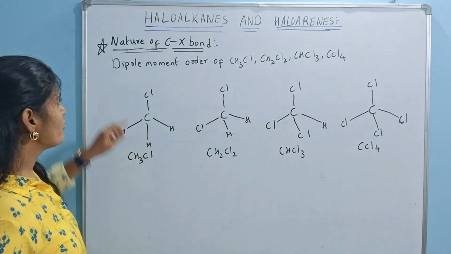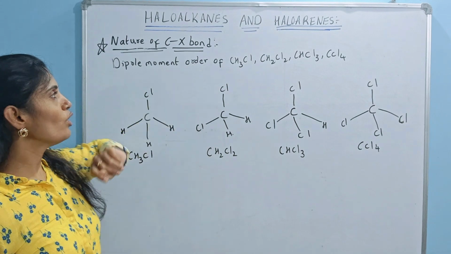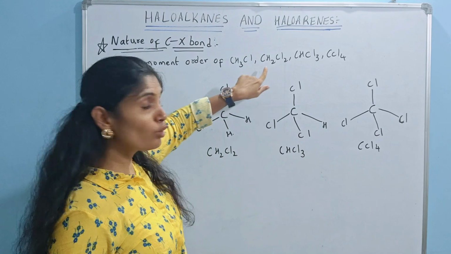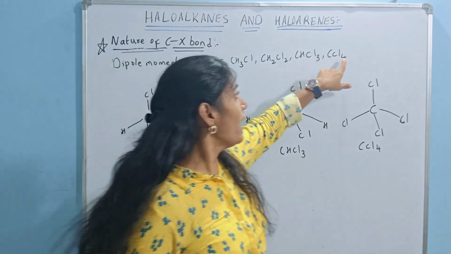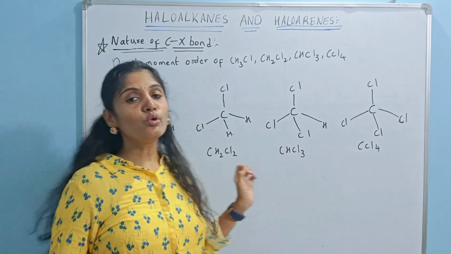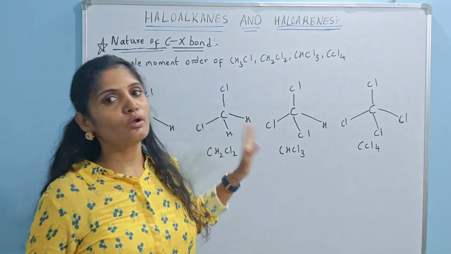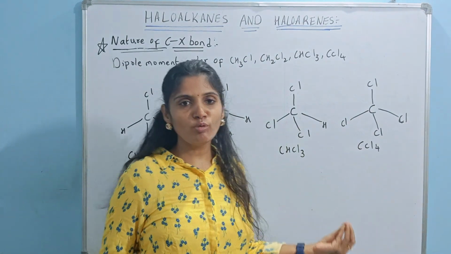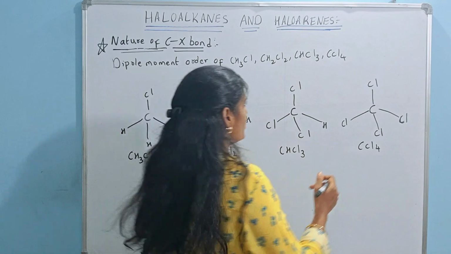This is a very important question where they ask the dipole moment order of monochloromethane, dichloromethane, trichloromethane and tetrachloromethane. This is a very important question where you need to know the increasing or decreasing order of dipole moments of these compounds. Before going to the dipole moment of these compounds, I want to tell you one thing.